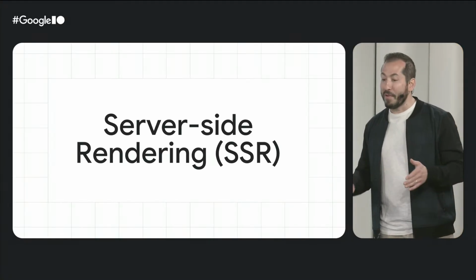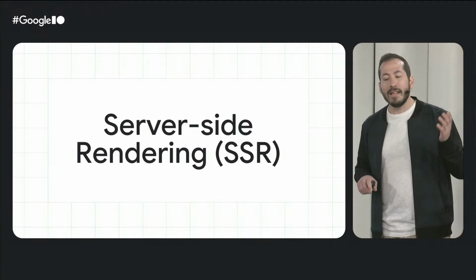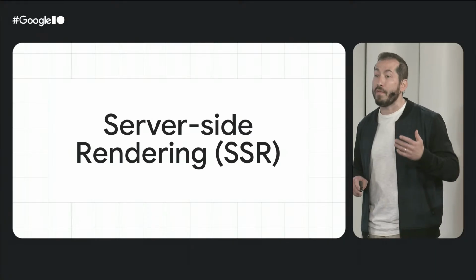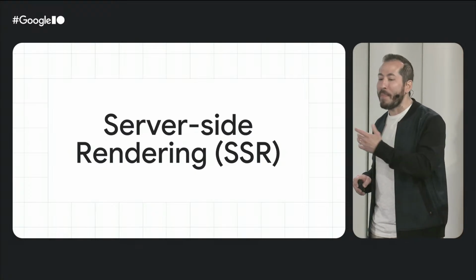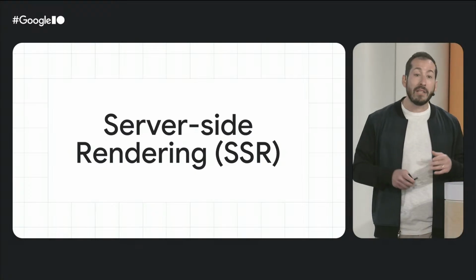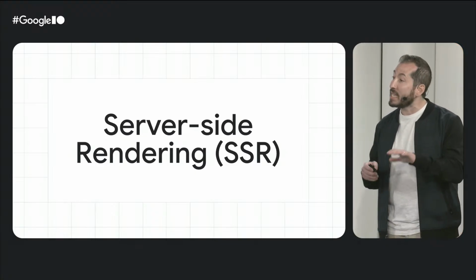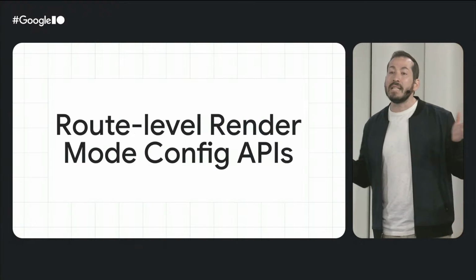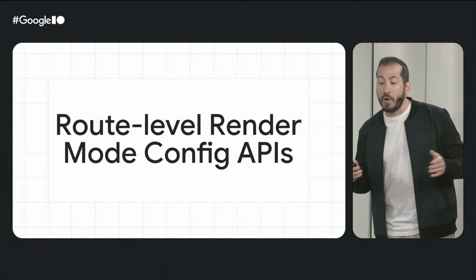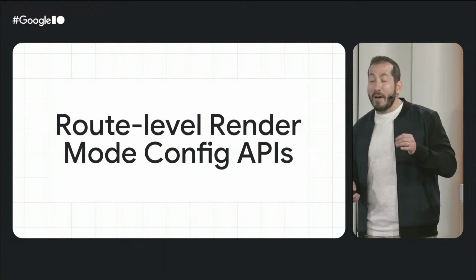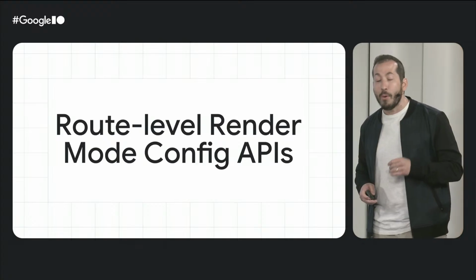And while we're on the topic of performance, let's shift our focus to server-side rendering. SSR helps developers improve website performance by rendering HTML on the server that contains initial page state. And then once the HTML is delivered to the browser, Angular initializes the app and makes use of the data contained within the HTML. And since then, we've introduced several pieces to the server-side rendering story. The first of which I'll be covering today is route-level render mode config APIs to provide greater control when using hybrid rendering with server-side routing.